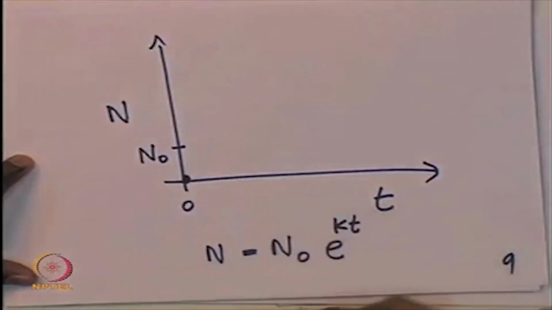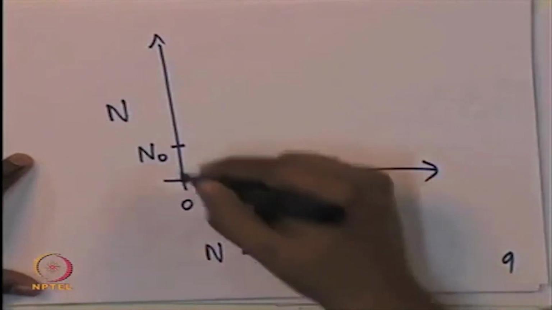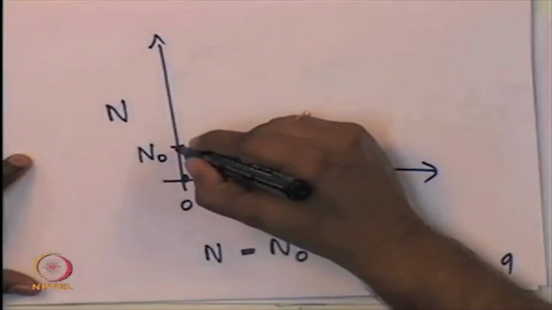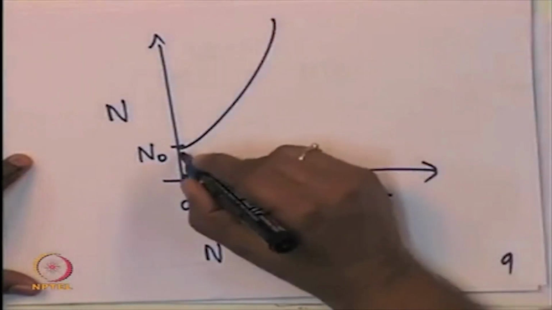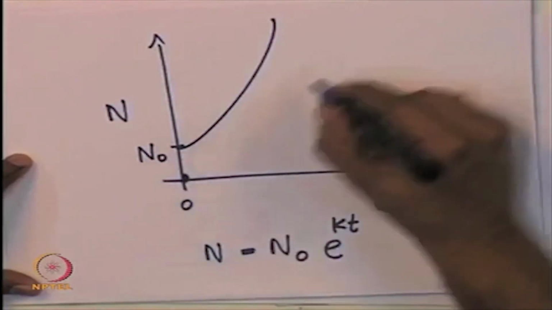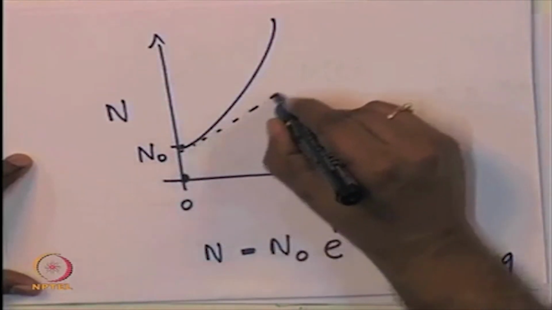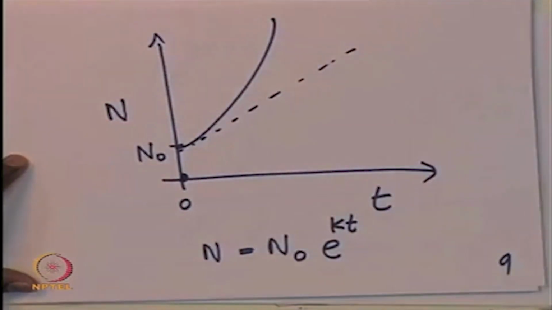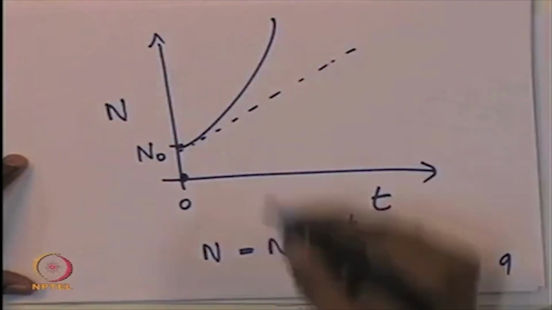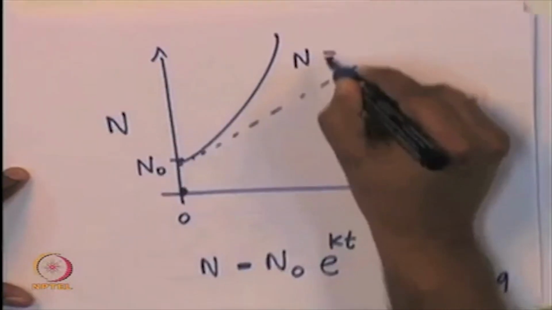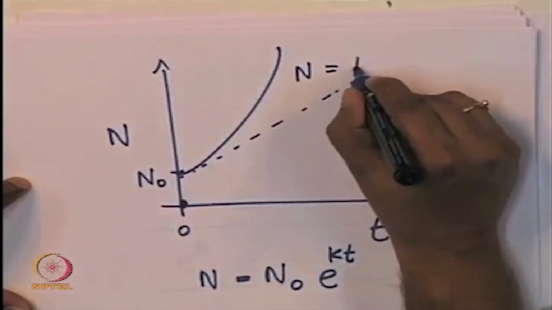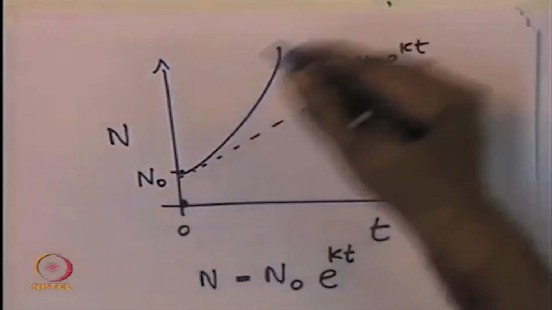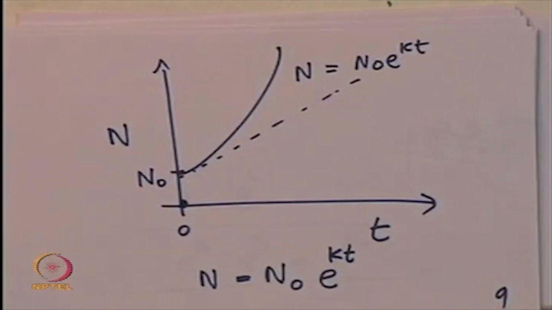Now, this is an exponential function, and we have seen how we plot exponential functions. They increase very fast. A straight line will look something like this, but this increases much faster than a straight line. So, this is exponential increase. So, n is equal to n0 e power kt, exponentially increases. How fast it increases will depend on the value of k.